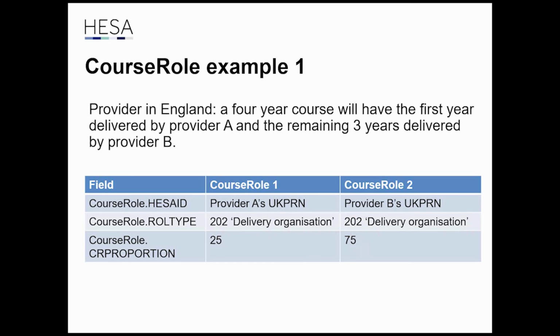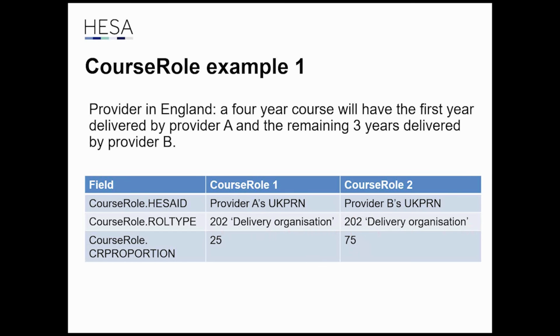So what that means is you know for every course up front and throughout that course that it's being delivered 25% by one organisation, 75% by another, rather than having that on a module by module basis, as is done at the moment. So that's for providers in England.